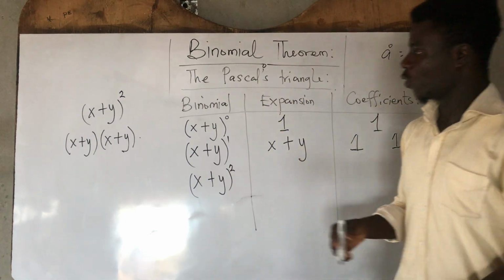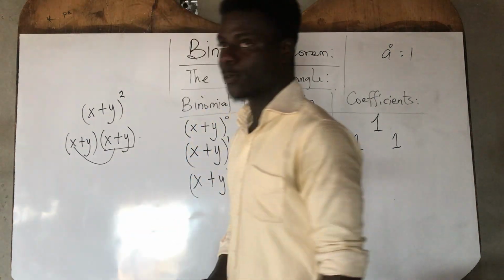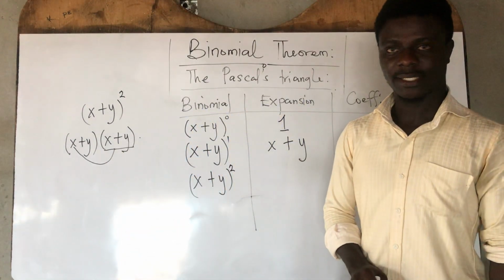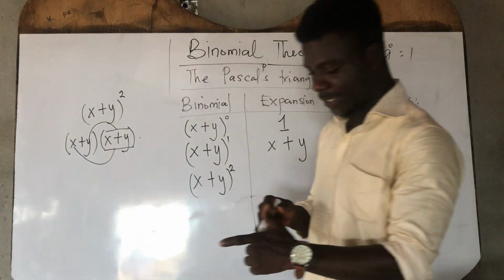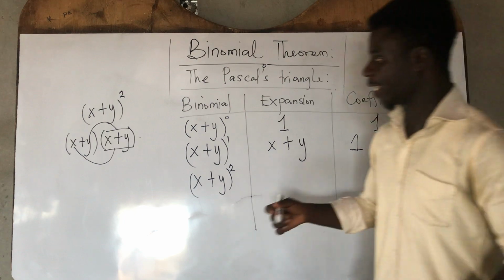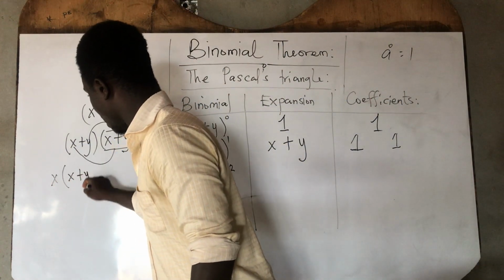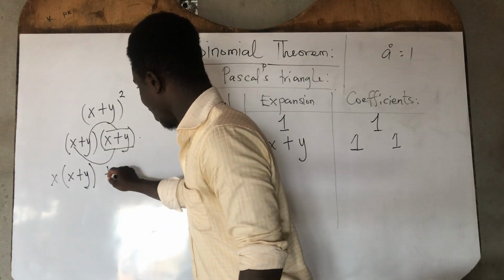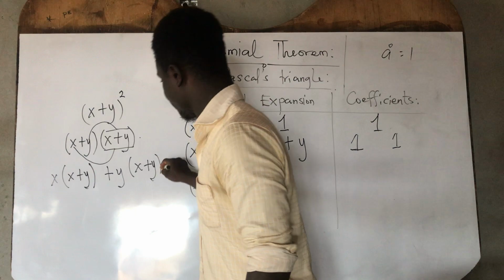Also, this x multiplies the whole of the expression inside the second bracket. And this y multiplies the expression x plus y inside the second bracket again. So we have x multiplying x plus y, then plus y being multiplied by x plus y.